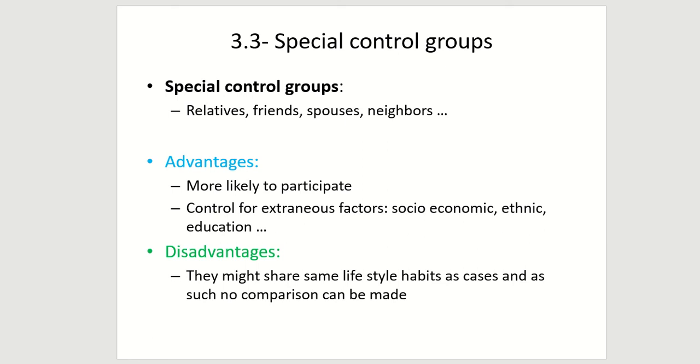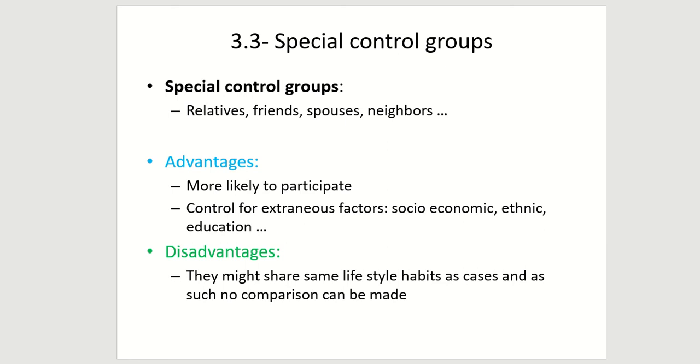The advantage of taking special groups is that they're more likely to participate. If your friend is selected as a case in a case control study, and you're asked to be part of the study as a control, you're probably more likely to accept. They also control for extraneous factors such as socioeconomic status, ethnicity, and education, because relatives, friends, spouses, and neighbors resemble each other in their socioeconomic status, education, and many other things. Therefore you're getting controls that are not inherently different from your cases with regard to these things.